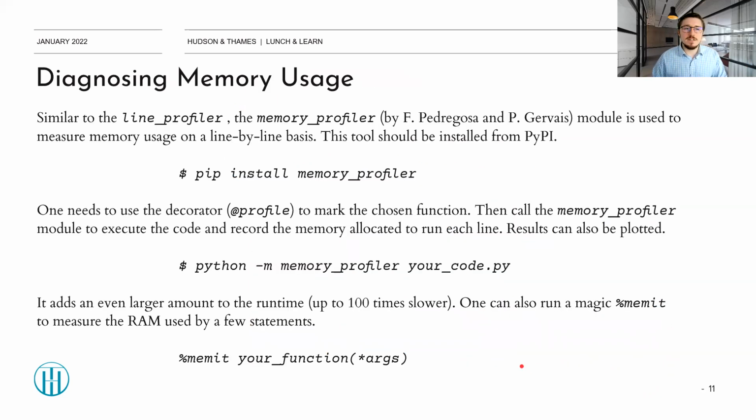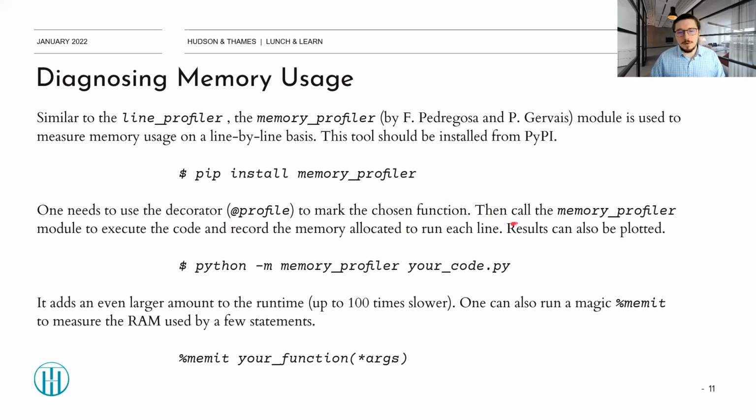Okay, next, diagnosing memory usage. And similar to line profiler, there is a memory profiler package, and it's also an external module, giving you increments of memory usage on a line-by-line basis. So you would install it via pip. Again, pip install memory_profiler. You would use the exact same decorator, which is a big pro. So essentially you can decorate your one method and then use line profiler and memory profiler at the same time.